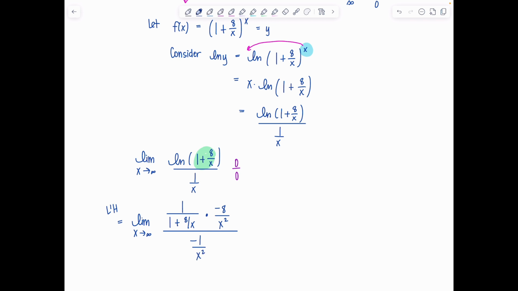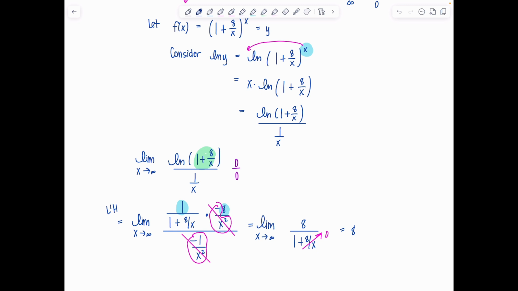Bravo. And then look, negative 1 over x squared cancels out. This 8 is still there though, right? So I'm going to write it up top here. Don't be scared of the limit. It's going to clean up so cute in just a minute. Limit as x goes to infinity, 8 over 1 plus 8 over x. X goes to infinity, so then 8 over x goes to 0, and this limit is 8.